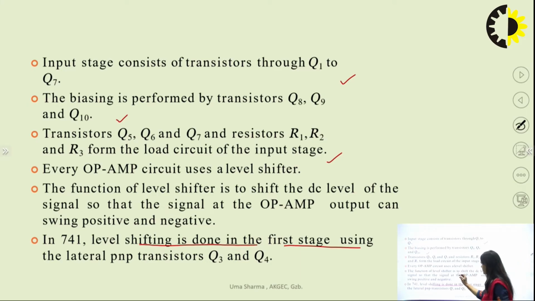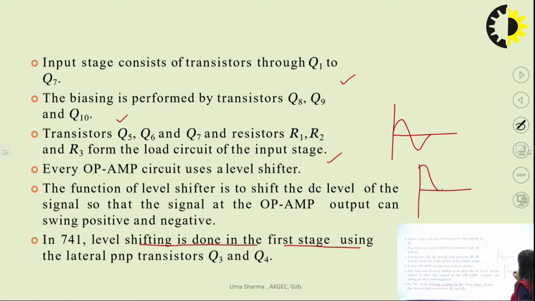So level shifting is required so that the swing of output can be adjusted. Suppose we want the signal in this shape and we are getting this in this shape. So with the help of this level shifting, we can shift the level in the downward direction, and similarly we can shift the signal in the upward direction.